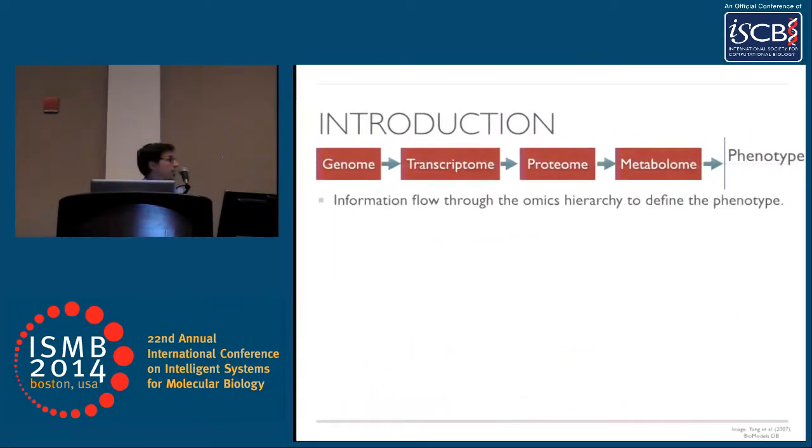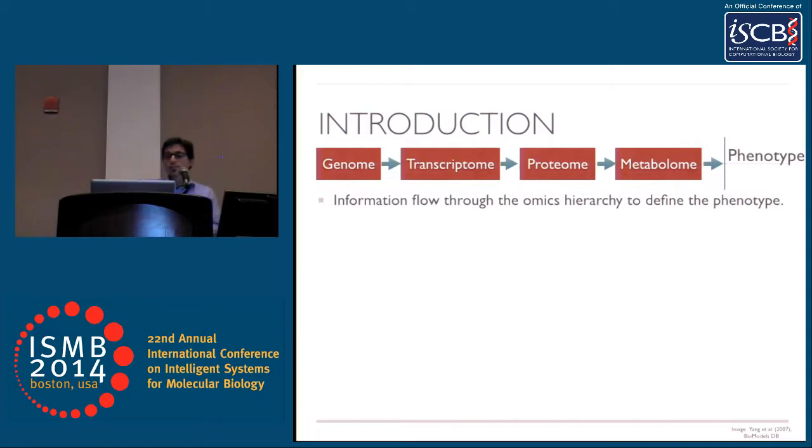So here I am showing you the basic information flow through the omics cascade. Basically, you have the genome at the very end, which dictates which RNA is to be transcribed, and then RNA is translated into proteins. Then these proteins are used as enzymes to convert these small molecules, metabolites, into each other. And then you observe the phenotype.